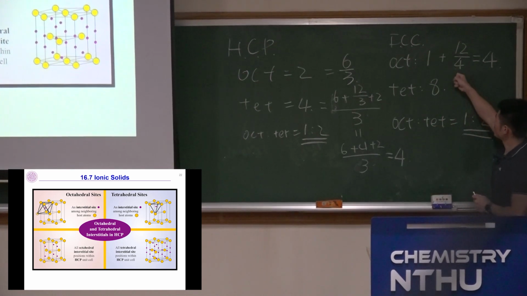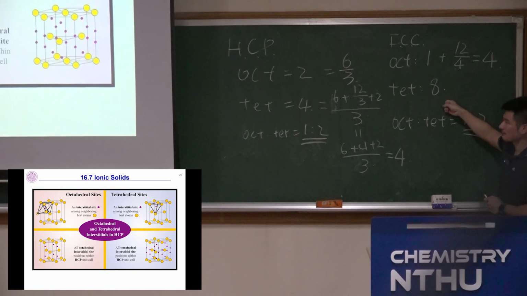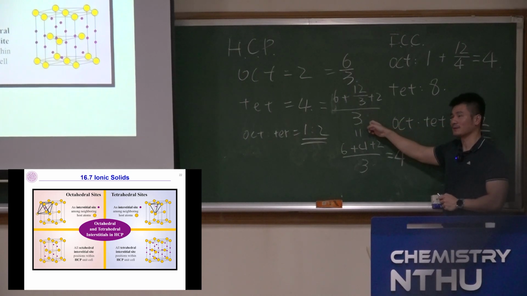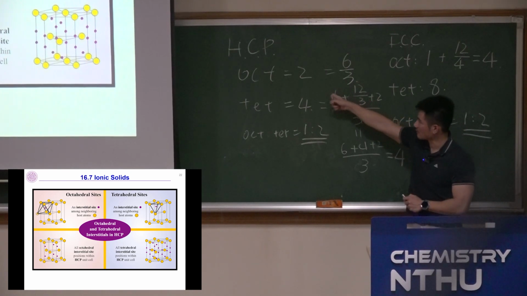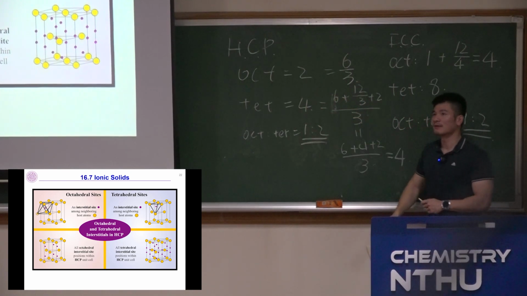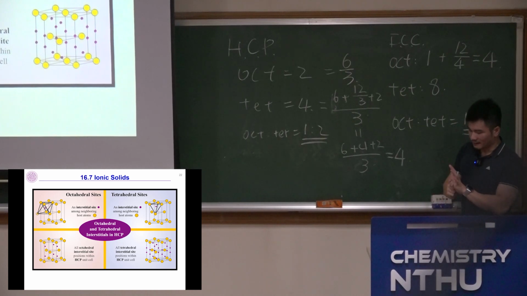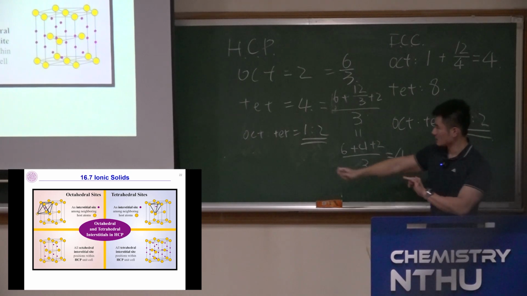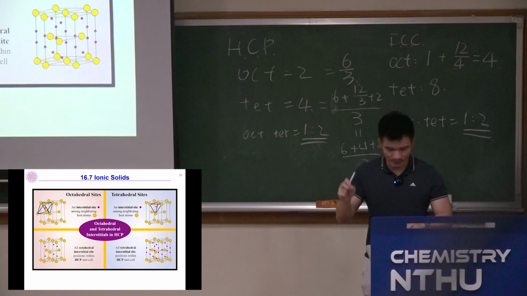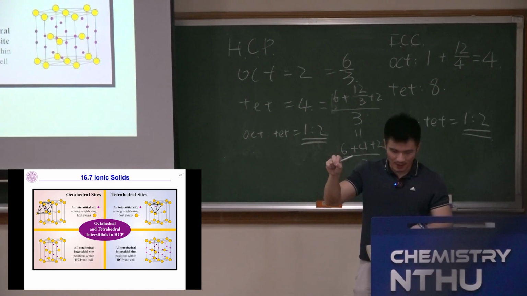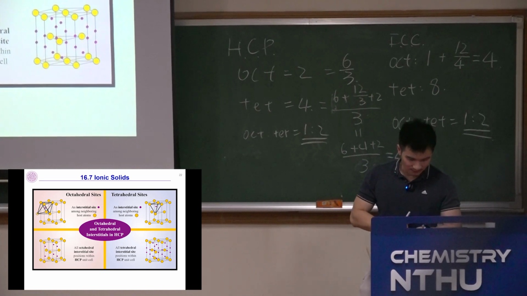Summarize. For FCC, we have 4 octahedral and 8 tetrahedral holes. HCP is only half of the size of FCC, so we only have half of the amount, so we have 2 octahedral and 4 tetrahedral. But regardless of whether it's FCC, BCC, or SC, the ratio between octahedral holes and tetrahedral holes is always 1. And that is due to the required radius of the small sphere relative to the large sphere.